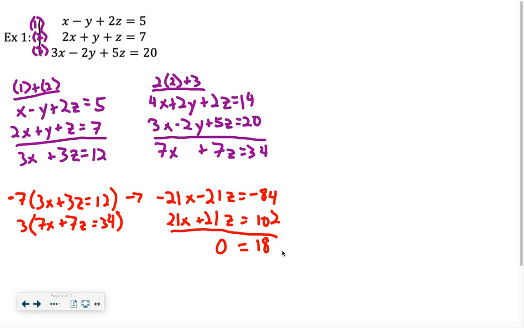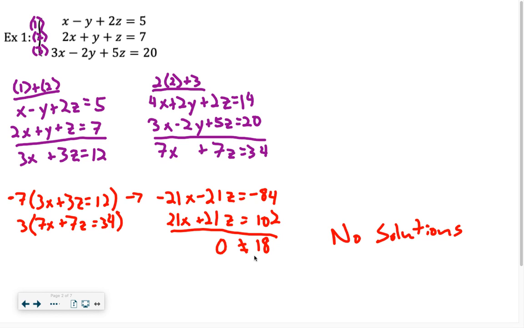Obviously, this is not a true statement. 0 does not equal 18. Whenever we get an untrue statement here, that means no solutions. Okay? Just like it did when we were solving systems of 2 variables or 2 equations in 2 variables. If we get an untrue statement, that means no solutions.